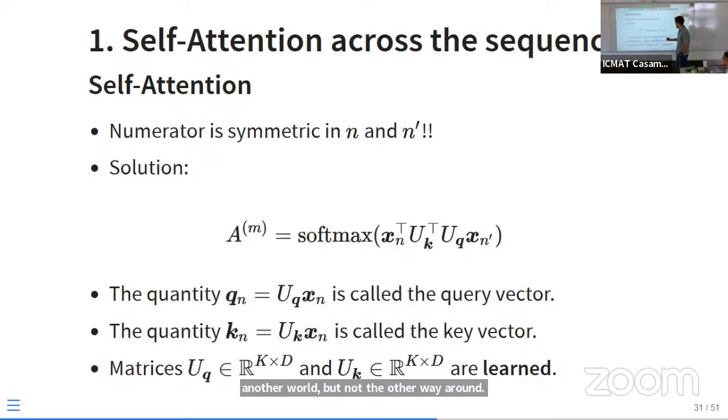So the solution is very simple. We define two different matrices here, UK and UQ. And this quantity, Qn, which is this projection, and this other Kn, which is this other projection, both are learned. Those are called the query vector and the key vector. Query and key. And yeah, as you were mentioning, this is learned.